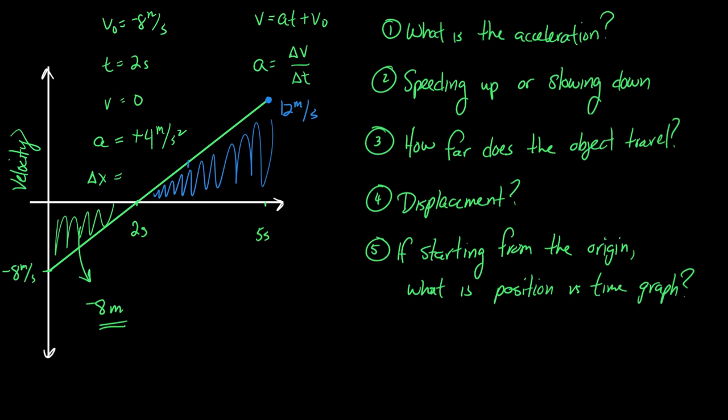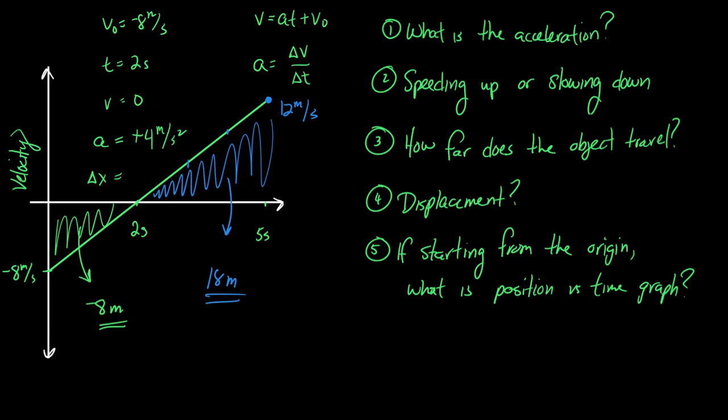From 3 seconds to 4 seconds, it goes from 4 meters per second to 8 meters per second. The velocity is changing. It's increasing by 4 meters per second each second. There's just a lot of ways to get to that answer. But once you know that, this area is 18 meters. How far did it go? 26 meters.